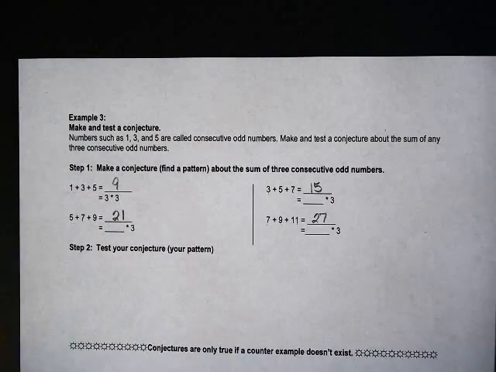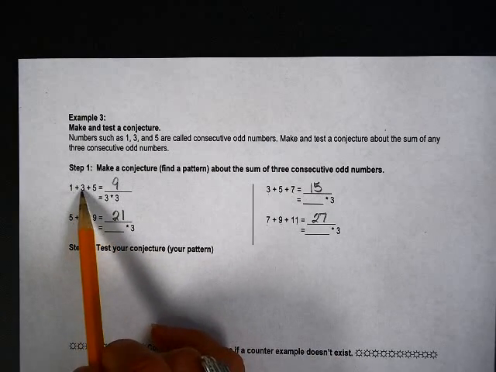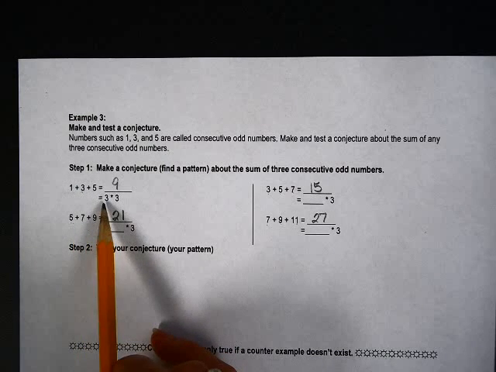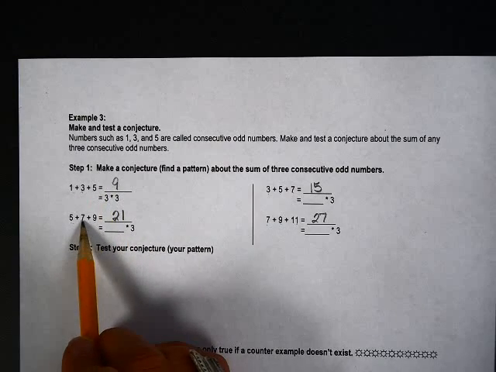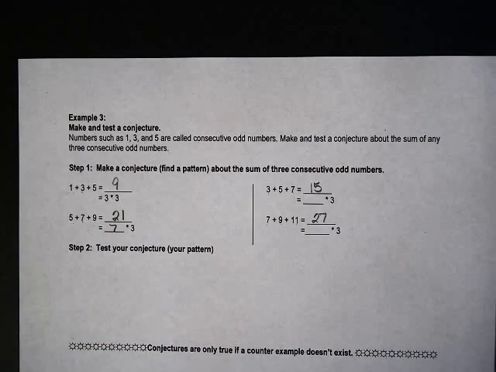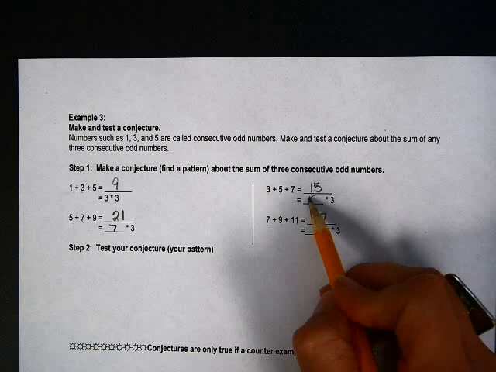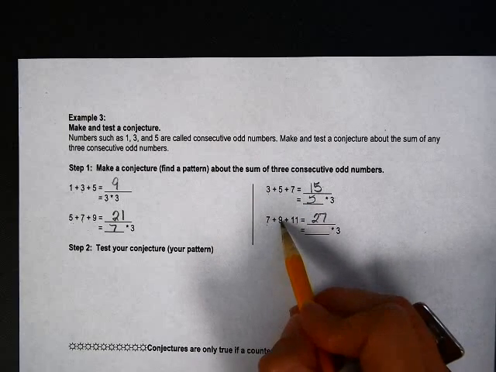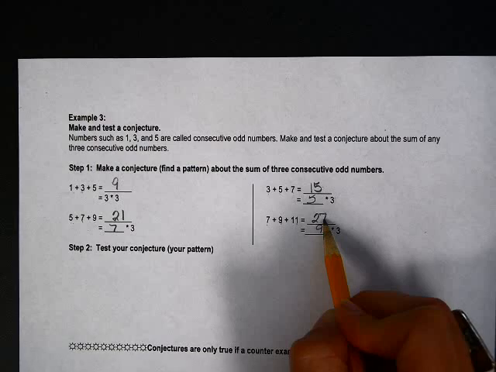Any 3 consecutive odd numbers, their sum is equal to the middle number times 3. The middle number is 3, 3 times 3 is 9. Here the middle number is 7. 7 times 3 is 21. Here the middle number is 5. 5 times 3 is 15. Here the middle number is 9. 9 times 3 is 27.